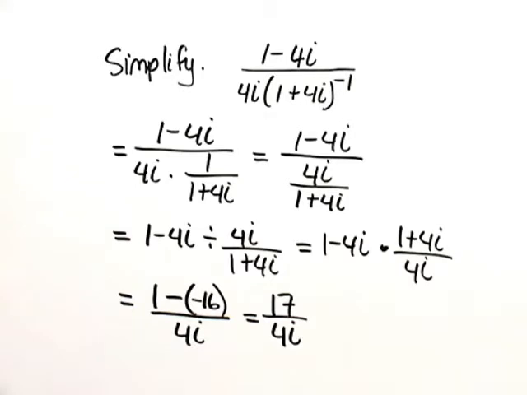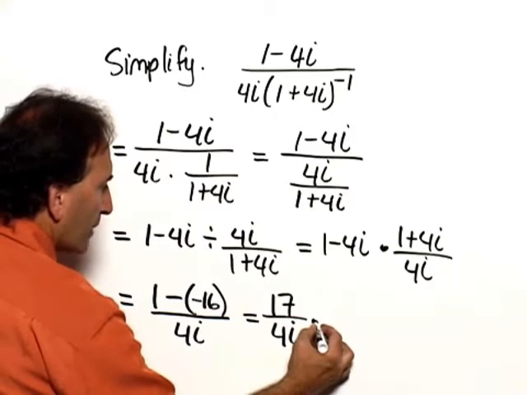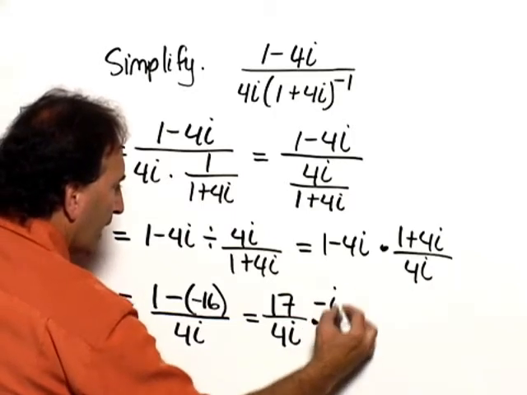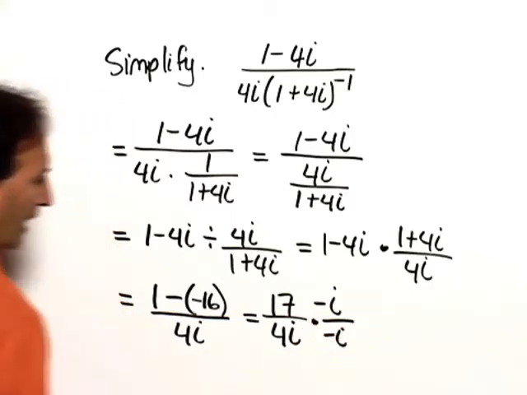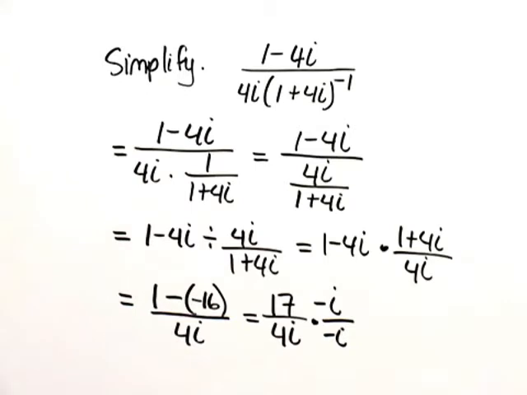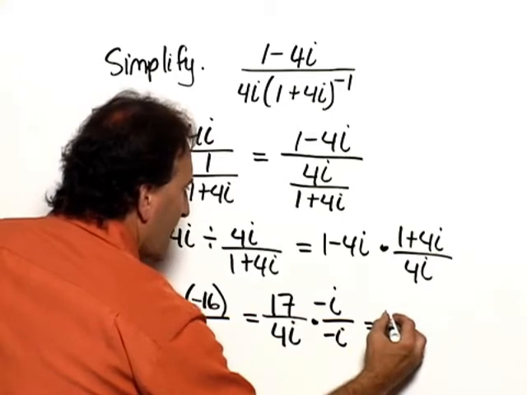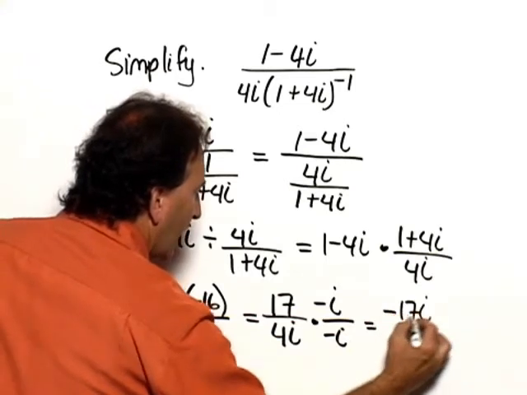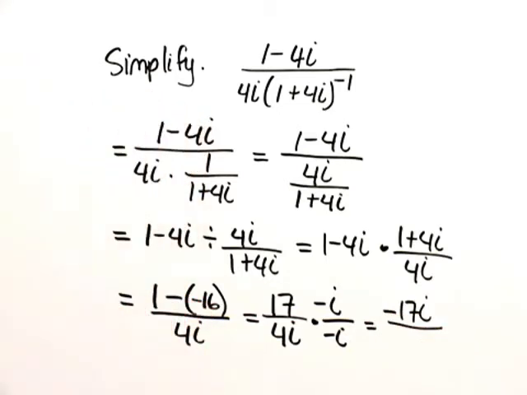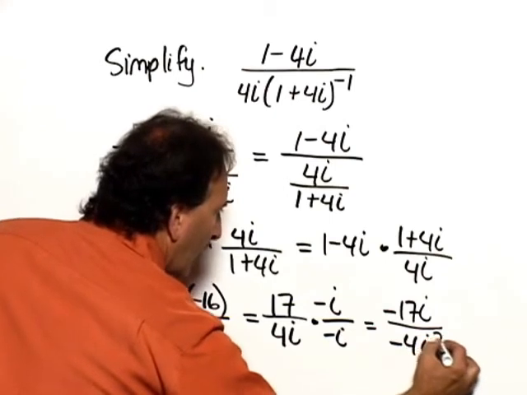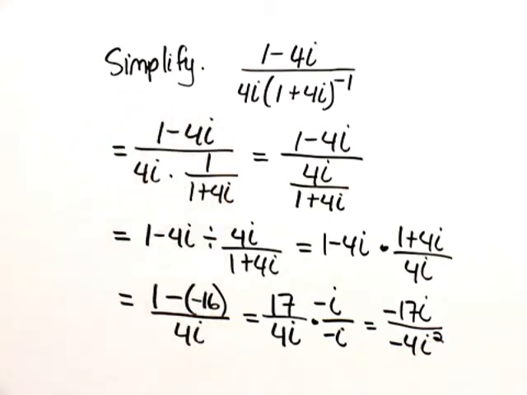Now we need to rationalize the denominator because of the i term. So what we would multiply by is the conjugate of i, which is negative i, on both numerator and denominator. That result gives us negative 17i divided by negative 4i squared. Let's keep going in terms of simplification.